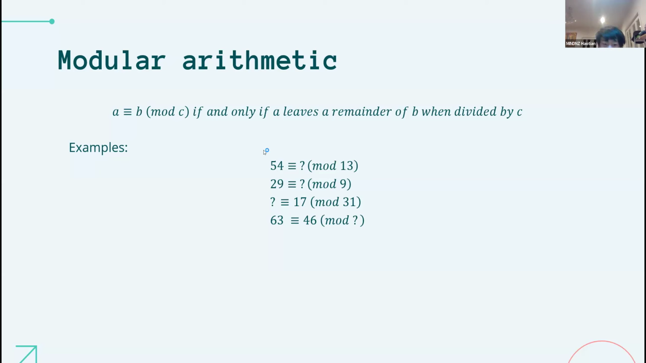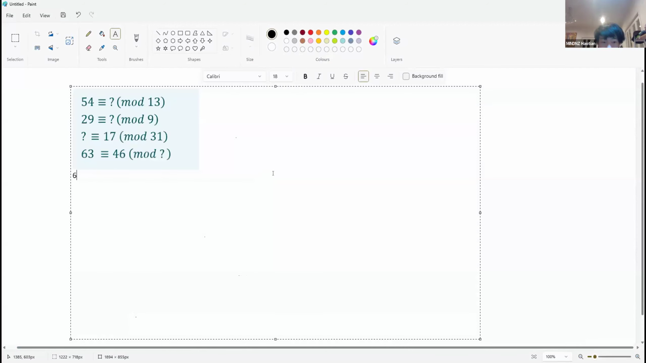Okay, hopefully that's enough time to try the problem. As a recap, A ≡ B (mod C) is read as A is congruent to B mod C. That's meant to be a triple line equal sign, but I can't type it. This means A leaves a remainder of B when divided by C. So, for example, 13 is congruent to 1 mod 4. 17 is congruent to 3 mod 7.